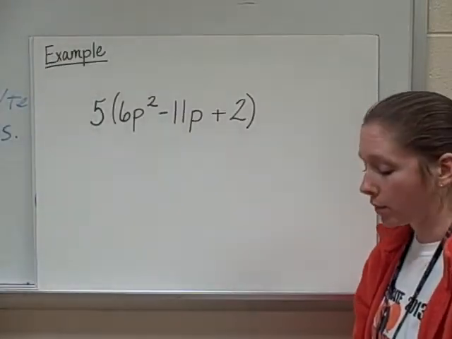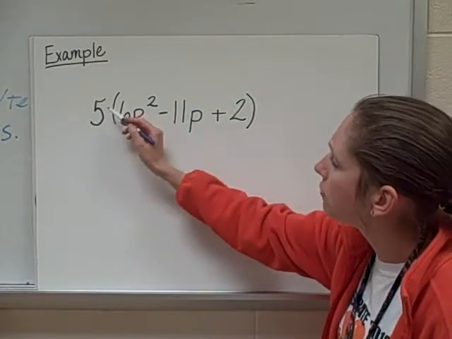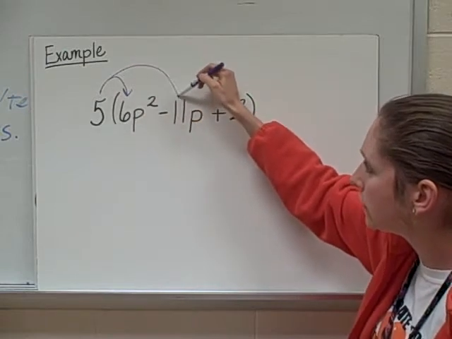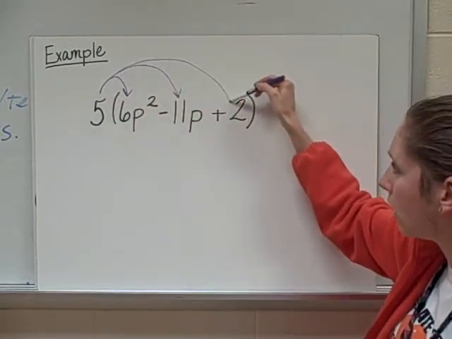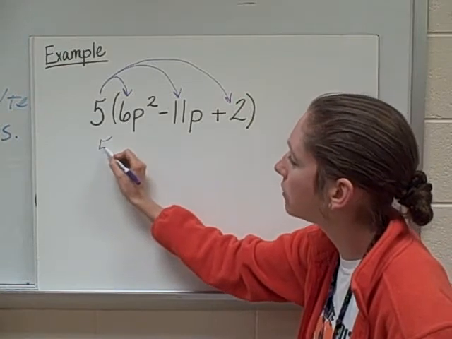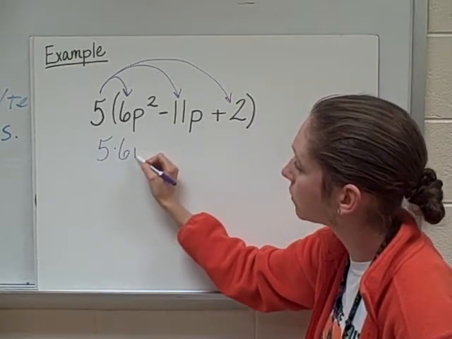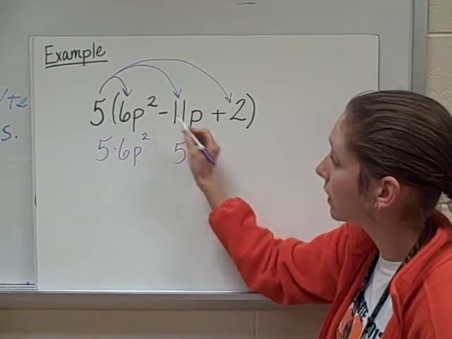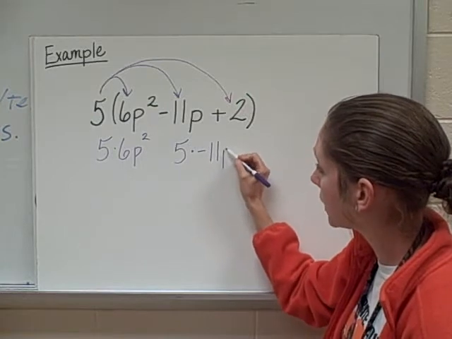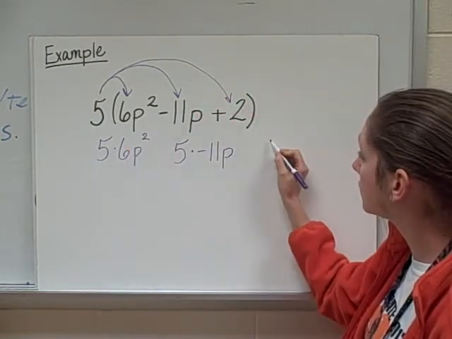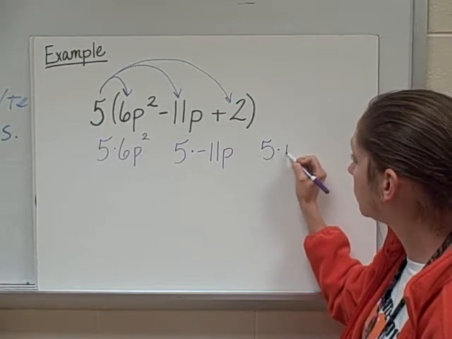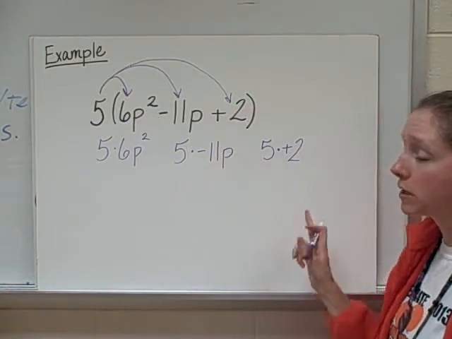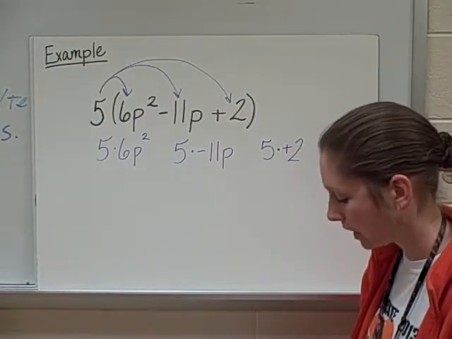Quick practice problem. Let's take a look at this one. Remember that the 5 is what I'm going to distribute into all 3 terms inside the parentheses. So here my arrow is going to all 3 terms. 5 times 6p squared. 5 times negative 11p, or minus 11p. 5 times positive 2, or plus 2. So I did all three of those separately. Now I'm going to bring them together to get my final answer.